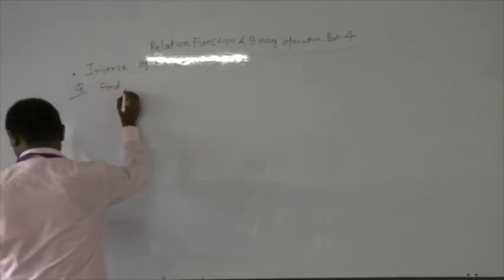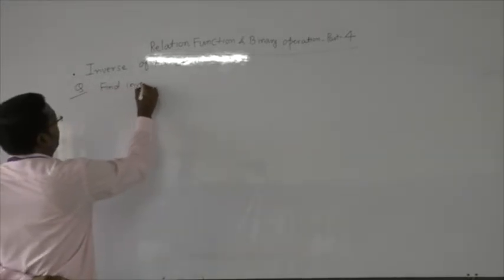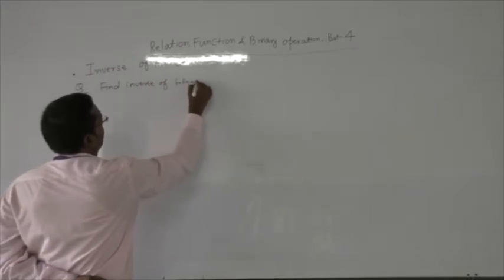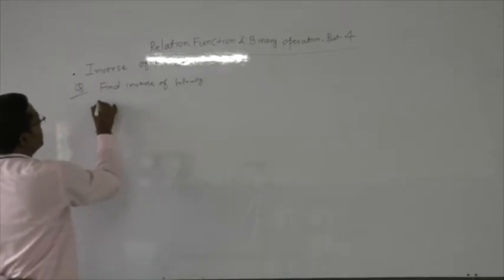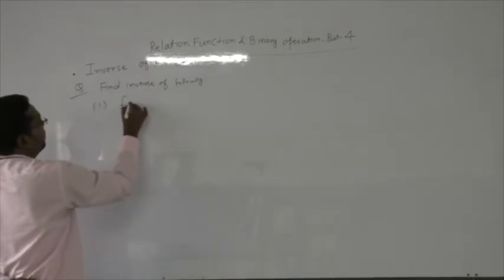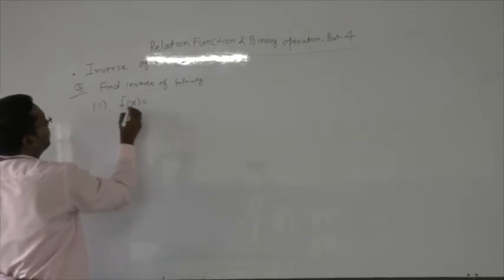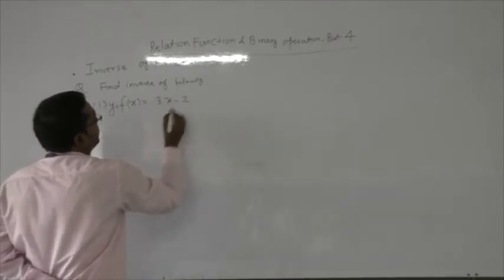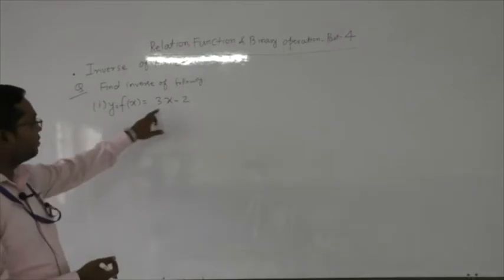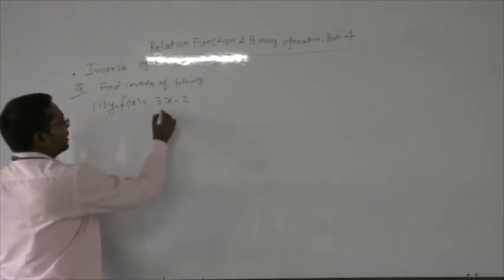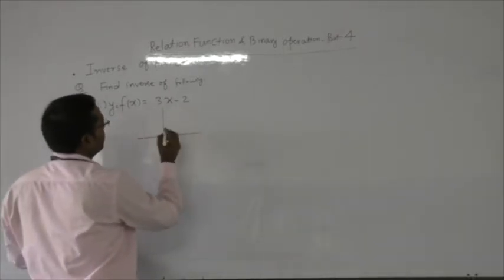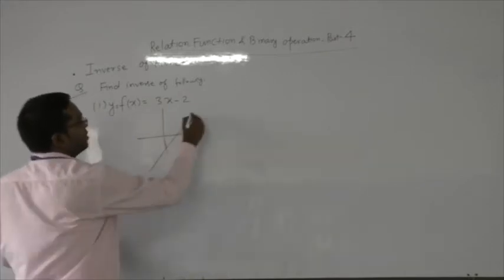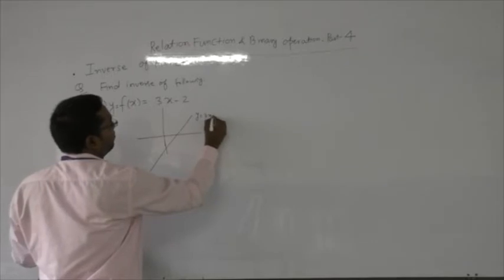Find the inverse of the following. The first is f(x) given as 3x minus 2. Obviously this function is one-one onto, because the graph will be something like that, y equals 3x minus 2.